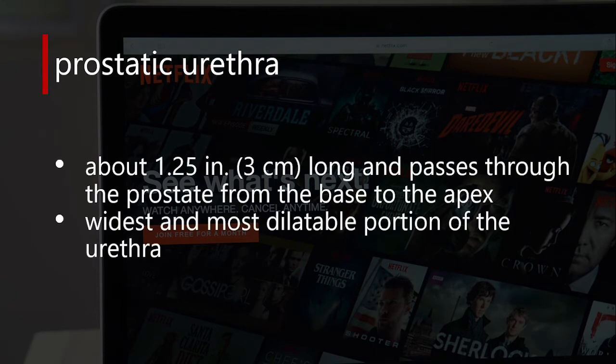The prostatic urethra is about 1.25 inch or 3 centimeters long and passes through the prostate from the base to the apex. It is the widest and most dilatable portion of the urethra.